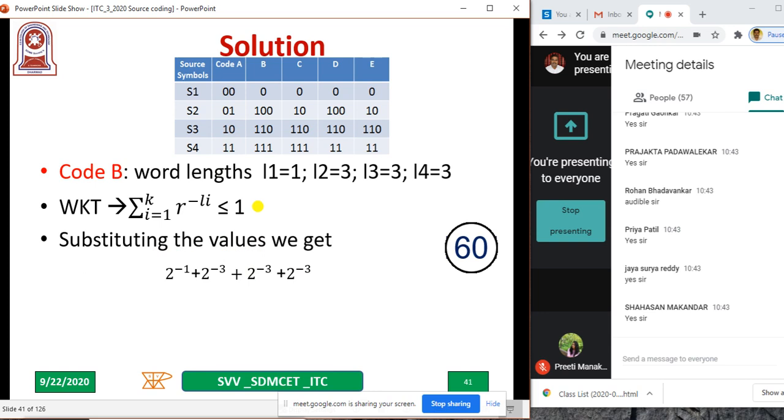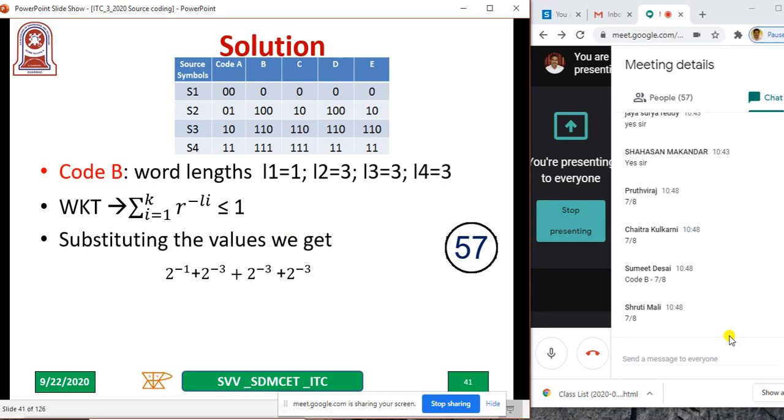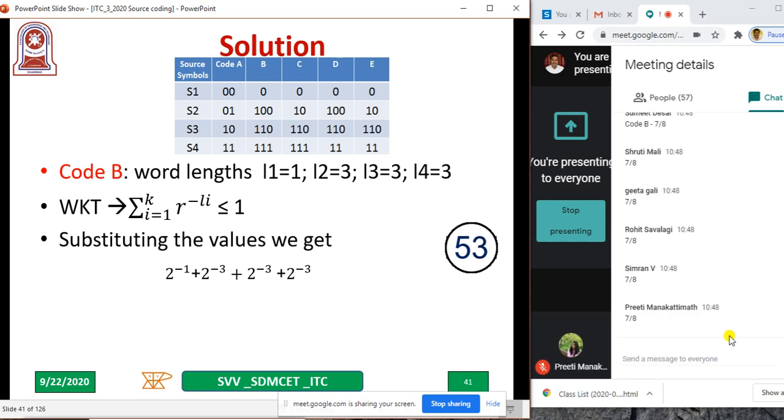Do it for code B. Write your answer in the chat box. How much did you get? Take a few seconds. 7/8, code B, very good. 7/8, the majority are getting the same. I think the answer may be correct. 7/8 is less than 1, so we can say it is possible to construct such a code. 7/8 is correct.